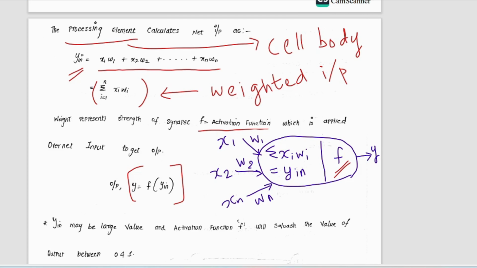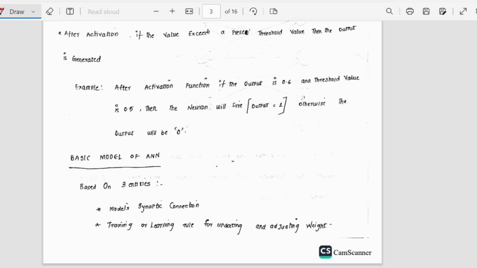This activation function is going to squash the input between 0 and 1. When you take the weighted sum, sigma xi wi, it can finally become a very large value. So you are going to squash that value so that it becomes a value between 0 and 1. That is what the activation function is doing. After squashing that input, we will get the output in the range of 0 to 1.